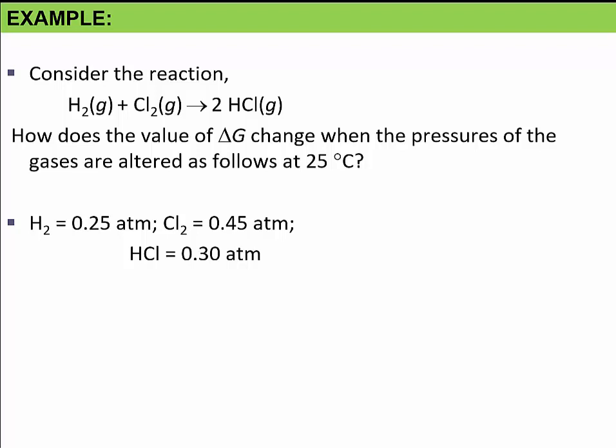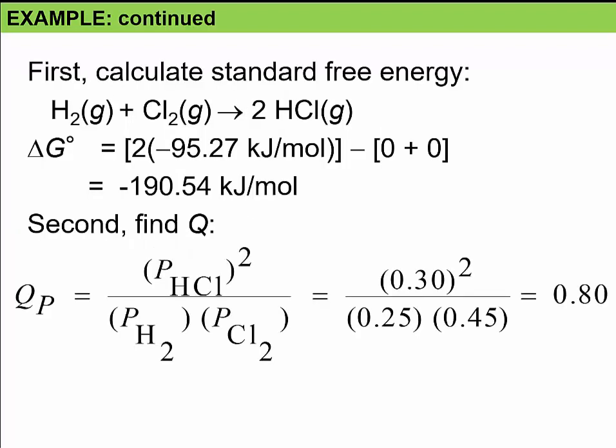So let's consider this reaction. We're going to take H2 gas and chlorine gas, and we're going to make HCl, hydrochloric acid gas. How does the value of delta G change when the pressures of the gases are altered as follows at 25 degrees C? So if we've got 0.25 atmospheres of H2, 0.45 atmospheres of chlorine, and 0.3 atmospheres of HCl, what is our new value of delta G? All right, so we're going to use that same set of equations.